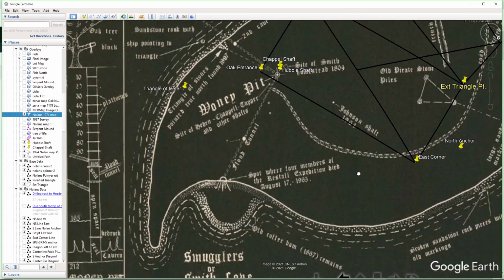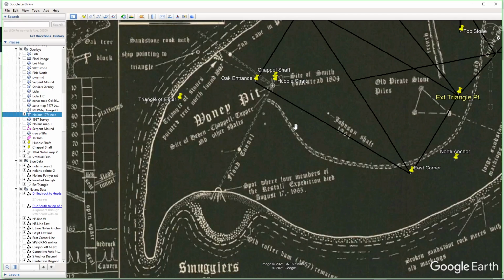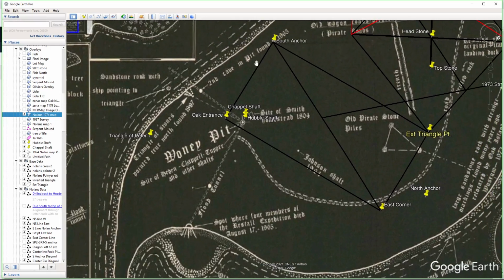There's a lot of things on this map. You can probably look at this on the internet. There's a sandstone rock with a ship pointing towards the stone triangle that he's got noted here. He's got the stone triangle here. The second cave-in pit found in 1965. I think the guys dug on this on one of their seasons. They dug in here and they found this cave-in pit, or this tunnel thing. I remember seeing that.